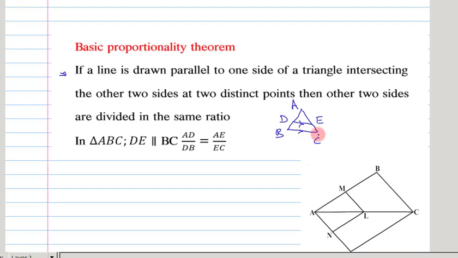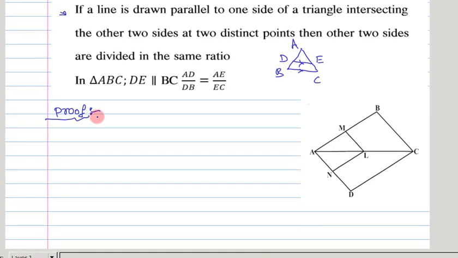By using this basic proportionality theorem, we are going to prove this. Let us see how we make use of it. First, let us take the upper part of the triangle. If you take the horizontal line AC as a base, then with respect to AC there will be two triangles, one above AC and one below AC. Firstly, I am taking the one above AC, which is triangle ABC.